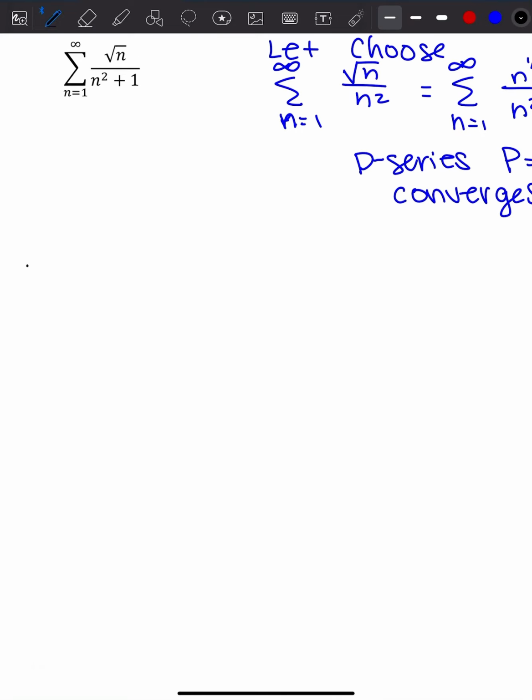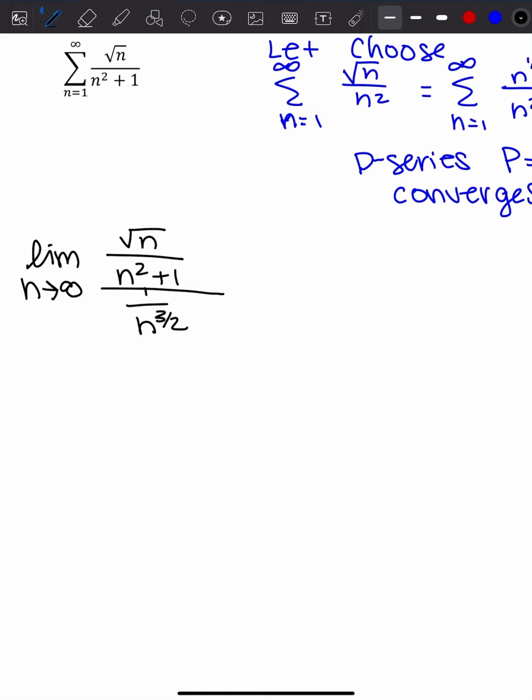So now we are going to be doing some division. So the limit as n approaches infinity of, it doesn't necessarily matter which one's which. We should be able to divide either or and get a value. I'm going to stick with having our original function on top and dividing it by the one we chose. So we are going to start with the square root of n divided by n squared plus 1. And we are dividing that by 1 over n to the 3/2. And I could change it to what I originally had, but I don't necessarily have to. Sometimes it's easier, sometimes it's not.